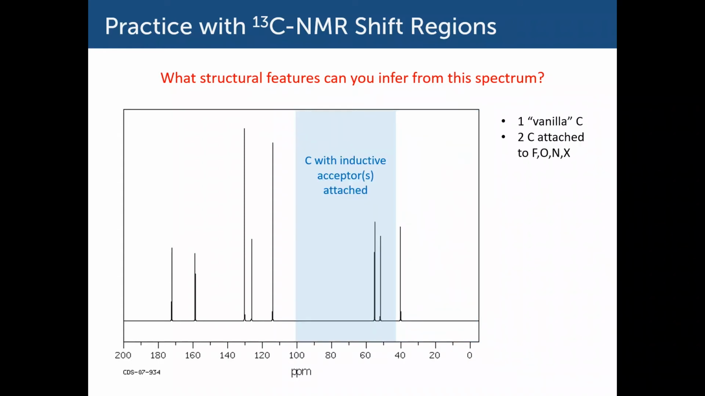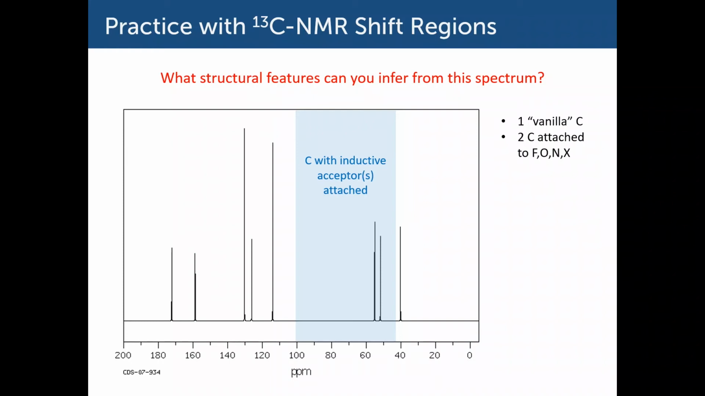So we'll then move to our next region. So these are the carbons that are directly attached to elements like fluorine, oxygen, nitrogen, or a halogen. And we see we have two of these. So we have two distinct signals in this region. That means we've got two different carbons that are attached to fluorine, oxygen, nitrogen, or halogens. We need to be clear that we don't know how many of those non-carbon groups we have. So we could have two fluorine atoms. We could have one oxygen that both of these carbons are attached to. We don't know. We just know that we have two different carbons attached to an element of that kind. We also don't know which kind of element it is. We don't know if it's a fluorine or an oxygen or a nitrogen.